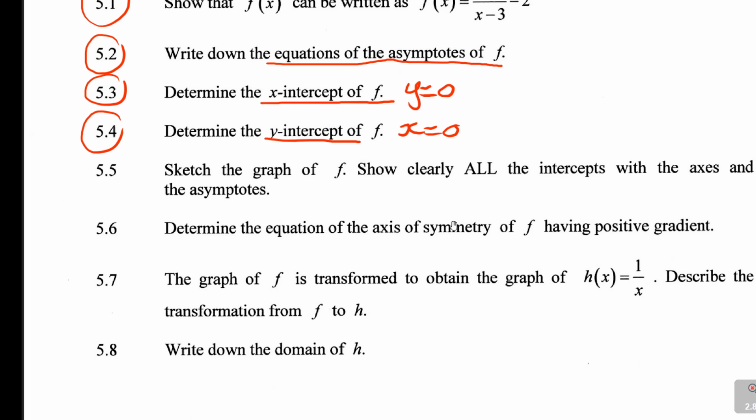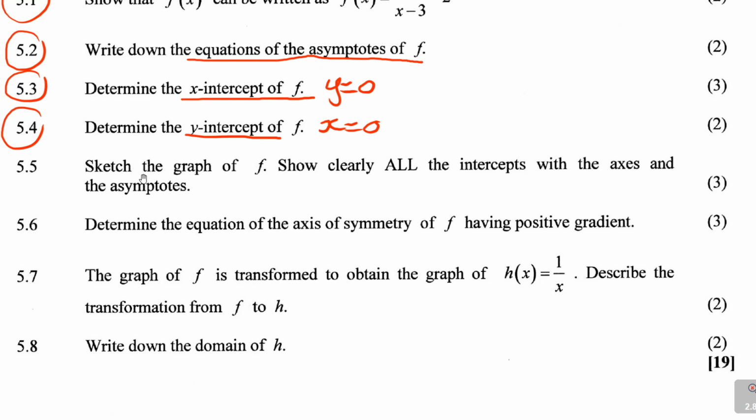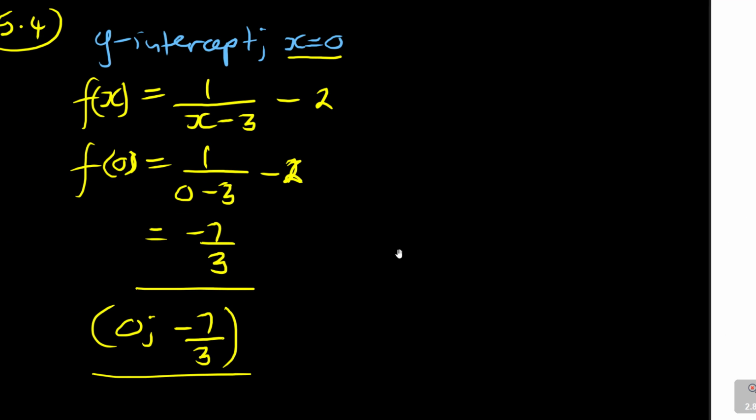5.5, sketch the graph of f showing clearly all the intercepts with the axes and the asymptotes. 3 marks. Now we need to sketch this and you get 3 marks. It's not complicated again to sketch that. What you need is to have your Cartesian plane like that. So you need to label your x and your y.